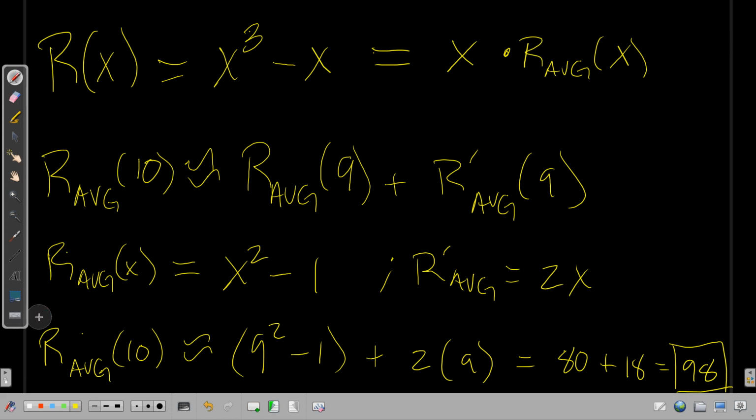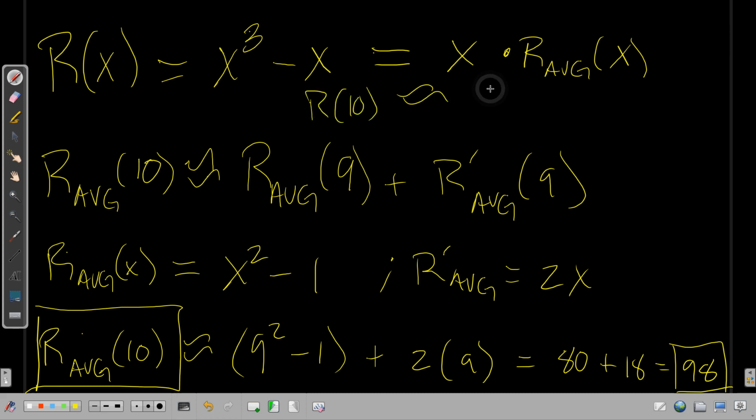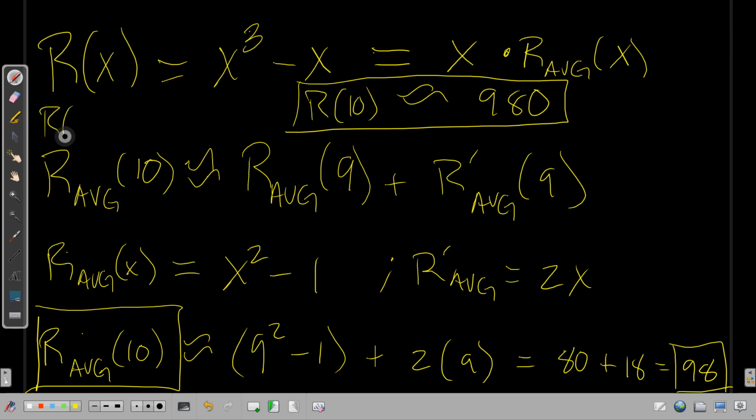So then, using my estimate of what I get at 10, that I get 98, then I would estimate that R of 10 would be 980. What is it actually? It actually is 10 cubed minus 10. So it's not exact. I don't exactly get 990 for my estimate, but I got 980, which is really close. And that's how we do this estimate game.